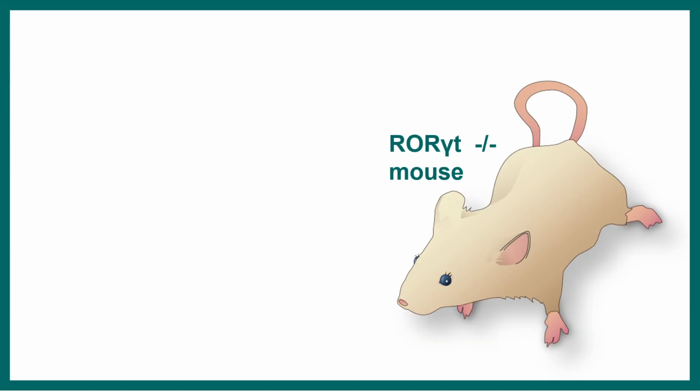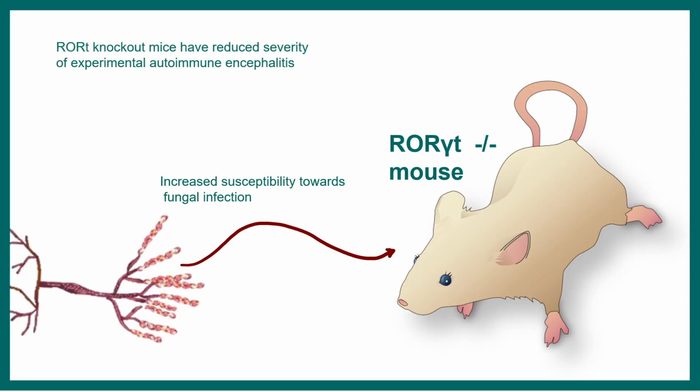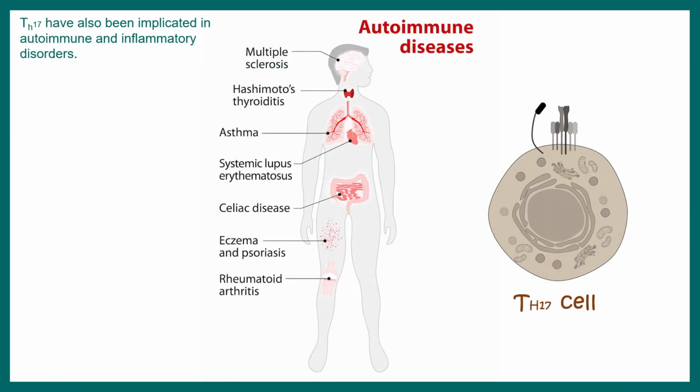Now there is evidence which suggests that ROR gamma is the master regulator, because the mouse which is lacking ROR gamma doesn't have that many Th17 cells, and they are very susceptible to fungal infection. Now ROR gamma knockout mice have reduced sensitivity towards autoimmune encephalitis. That means they are resistant towards autoimmune disease. That highlights the importance of this particular T cell subtype in terms of autoimmune disorder.